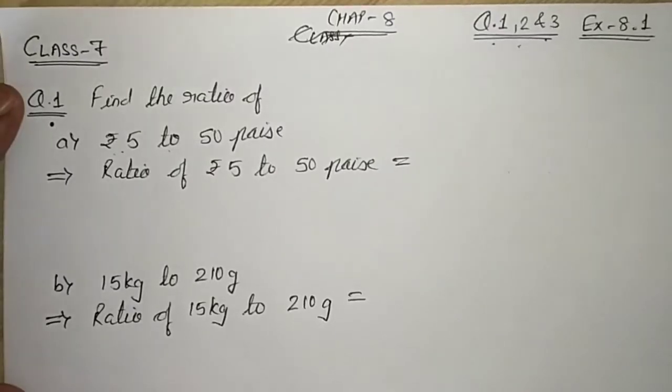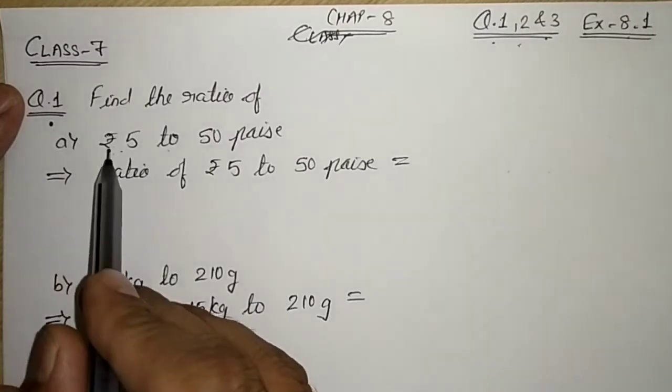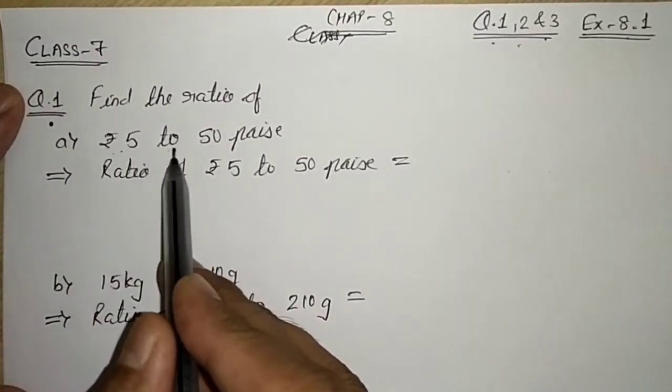Good morning, students. Welcome back. Today we are going to solve questions number 1, 2 and 3 of exercise 8.1. Question number 1 says find the ratio of, and they have given us 4 parts. Each part we have to find the ratio. They have given us 2 quantities and we have to find the ratio of each of them. So part A says find the ratio of rupees 5 to 50 paise.